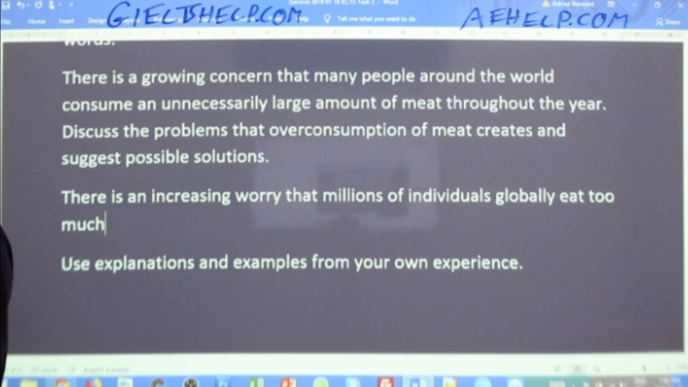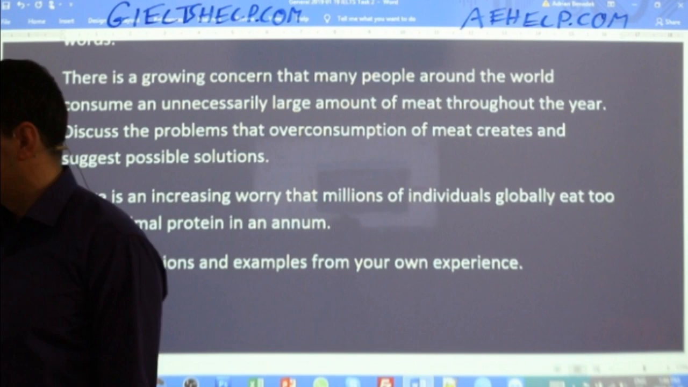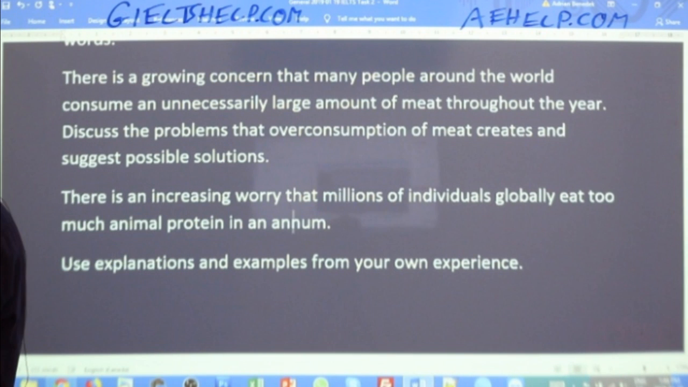So there's an increasing worry that millions of individuals globally eat too much animal protein in an annum, okay? Annum is a year. Maybe say within.